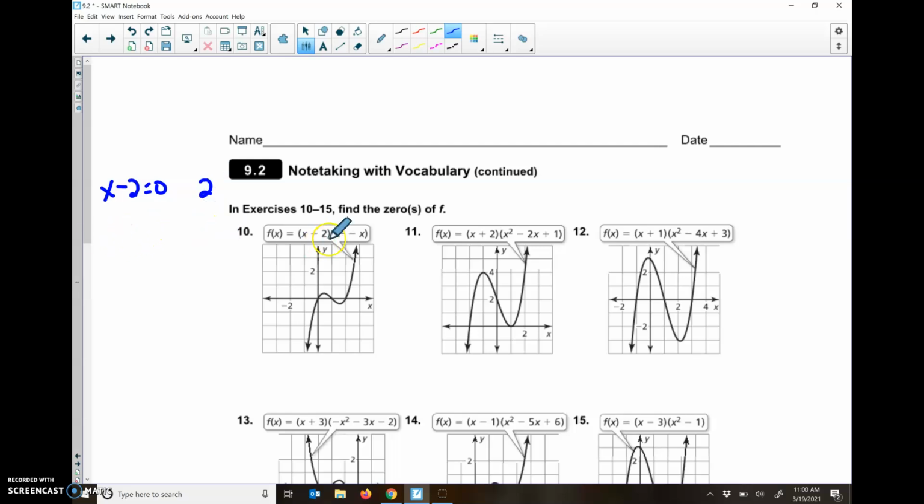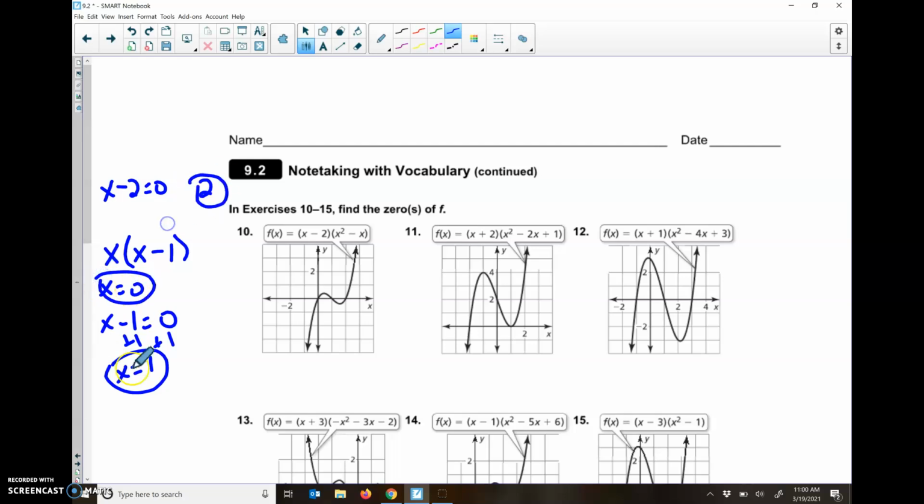And then here I have x squared minus x equals 0. So I need to pull out an x from there. If I pull out an x from x squared, I'm just left with x. And if I pull out an x from x, I'm just left with that negative 1. So now I have that x equals 0, and then x minus 1 equals 0. Remember, we're finding the zeros, so we set them all equal to 0. So my zeros are 2, 0, and 1.